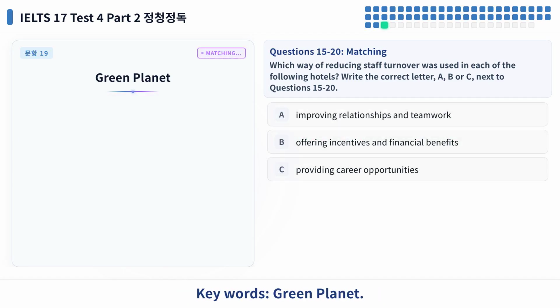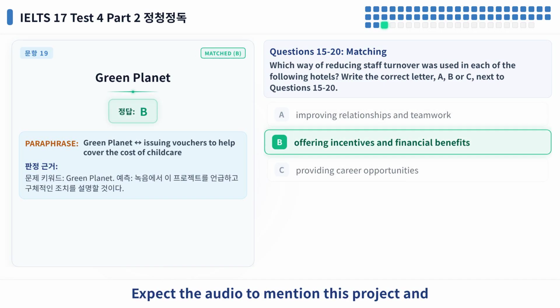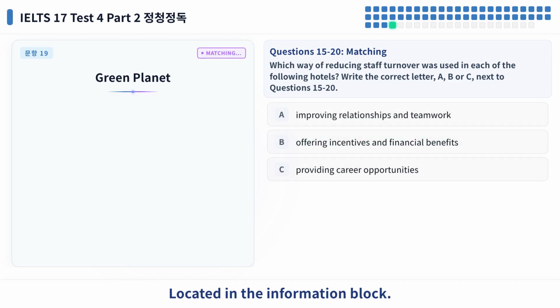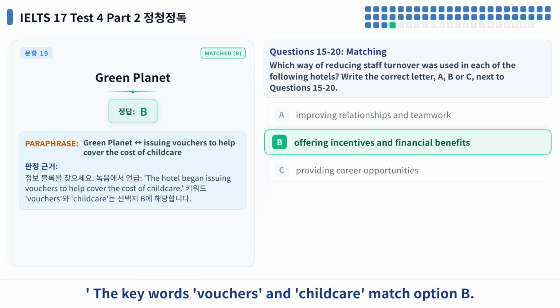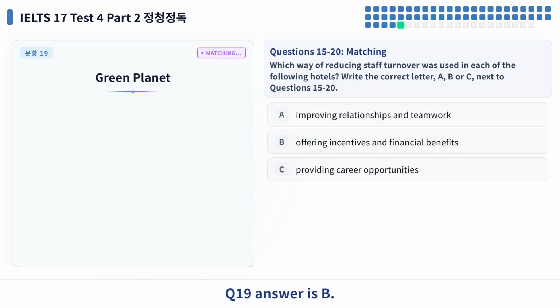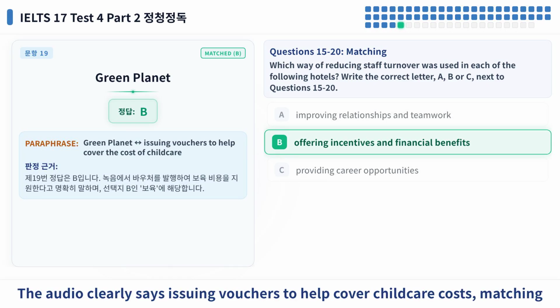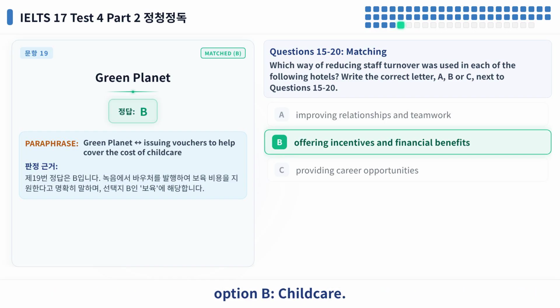Keywords: Green Planet. Expect the audio to mention this project and then describe its specific action. Located in the information block, audio says, the hotel began issuing vouchers to help cover the cost of childcare. The keywords vouchers and childcare match option B. Q19 answer is B. The audio clearly says issuing vouchers to help cover childcare costs, matching option B, childcare.